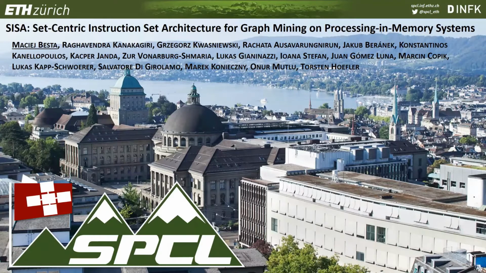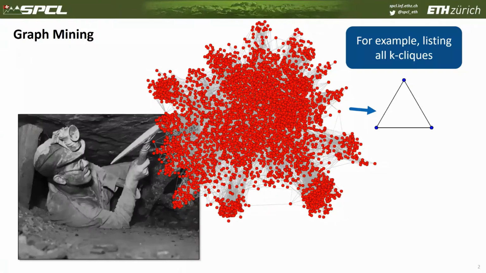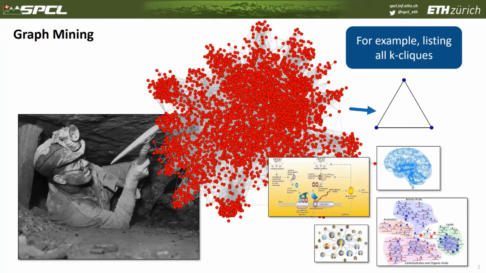Okay, so welcome. I'm Maciej, and I'm going to present some of our recent results on hardware-accelerated graph mining. Graph mining is a part of the graph processing landscape in which we care about solving complex problems on graph datasets, for example, listing k-Cliques or enumerating some other complex graph patterns. Graph mining has been used in a lot of different computational domains, for example, biology, chemistry, and many others.